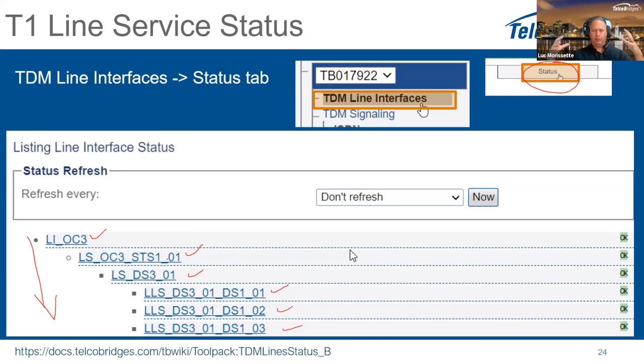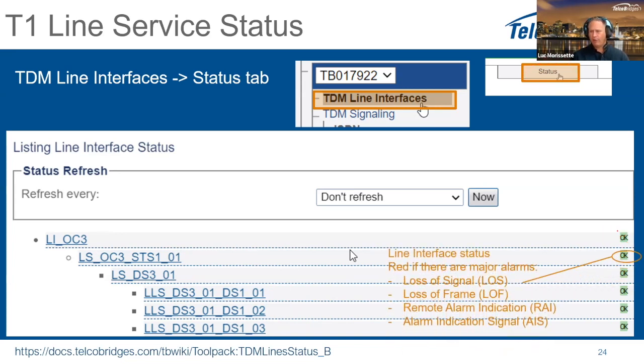Here I put a large view, but if you put a smaller view, you can see much more. And then you have here the state. When you see OK here, it means all the line is up and there are no major alarms in the system. However, if they are not working, then you will see something here. Instead of OK, you will see maybe loss of signal, loss of frame, remote alarm, alarm indication.